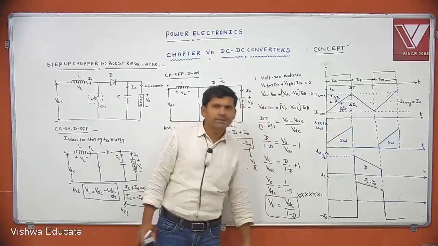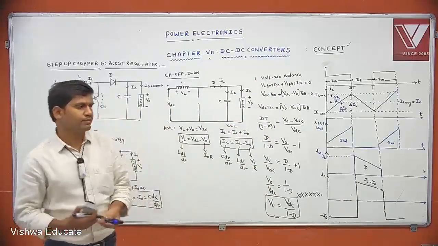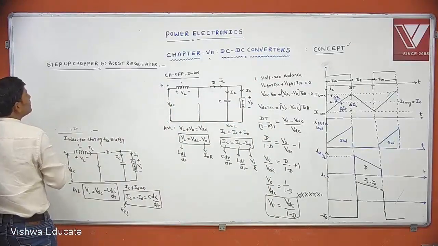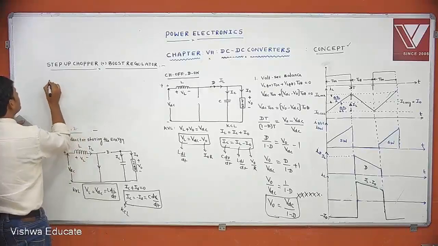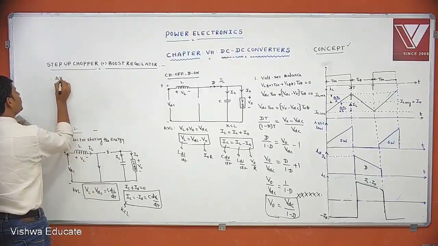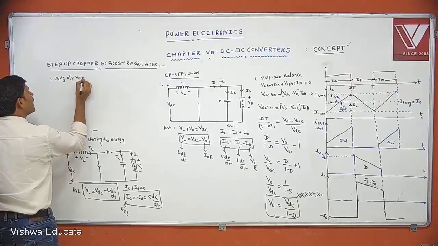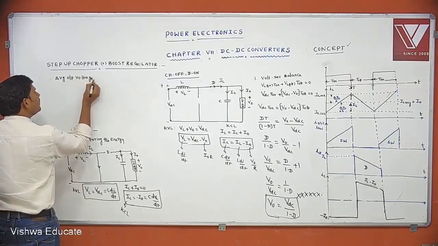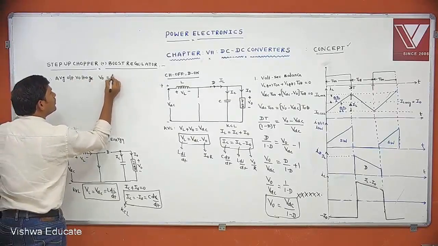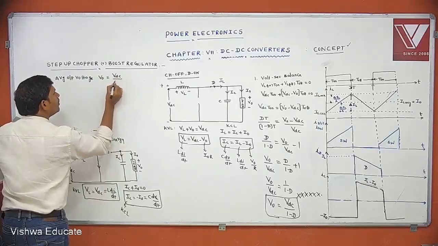In the case of step-up chopper or boost regulator, the average output voltage or average load voltage, V naught, equal to VDC by 1 minus d.